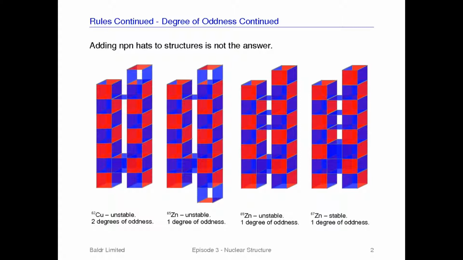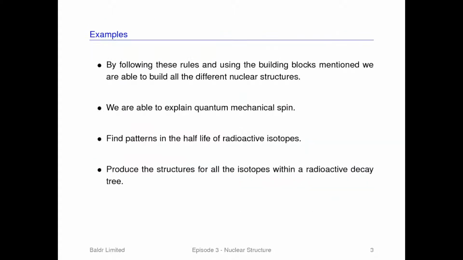This is the last slide from the previous part, just to remind you where we got to. All the nuclear structures that you've seen over the last few videos have been built using these rules and the building blocks that we've just mentioned here. Although we've not shown you all of these different nuclear structures, we are able to produce them all. Also, from these we're able to explain quantum mechanical spin, which relates to the orientation of the nuclei in question. However, we will be doing a video on this later.